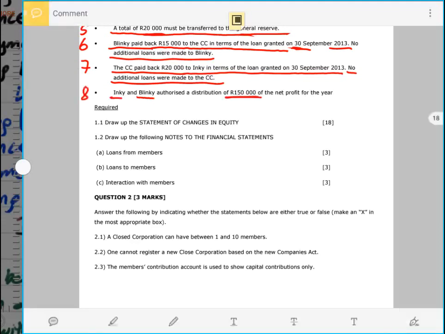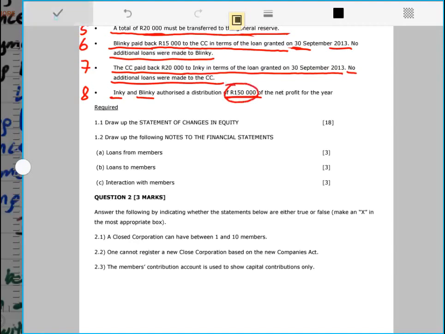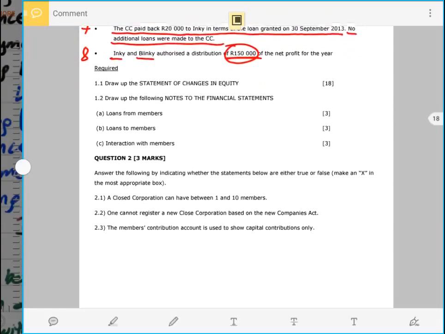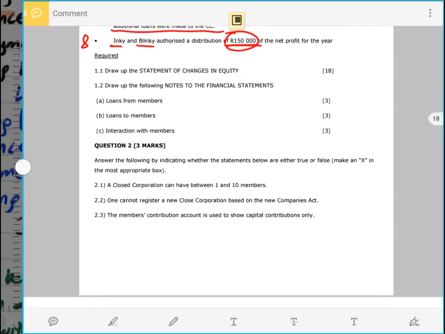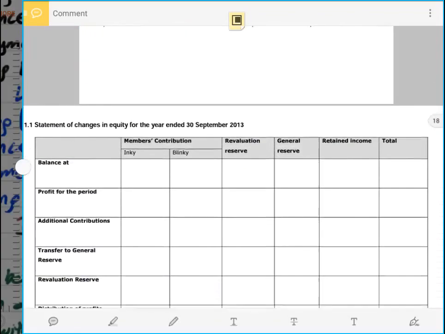So now that will be a distribution which is going straight to the members, and that 150,000 rands will have to be recorded negative under the retained earnings, because we are transferring a portion from the retained earnings, and that gets to be distributed to the members of the Close Corporation.